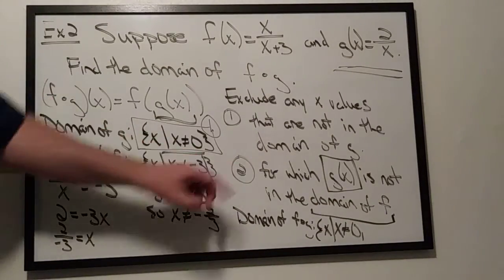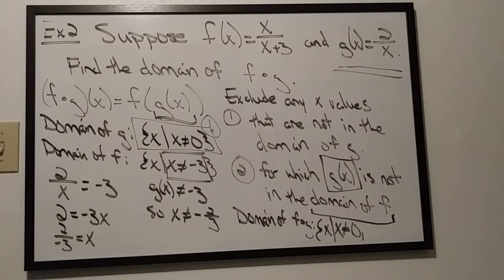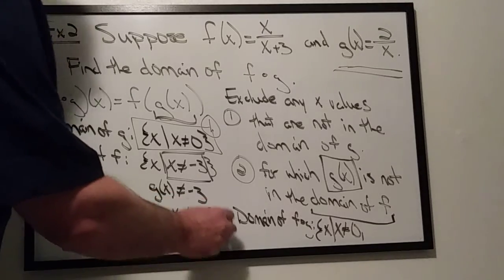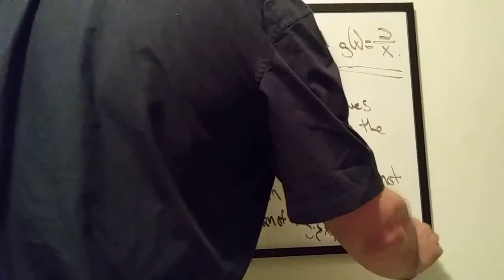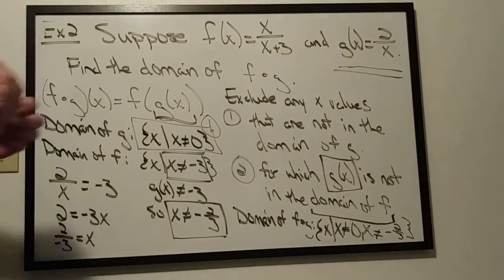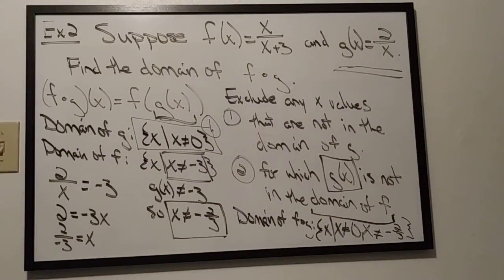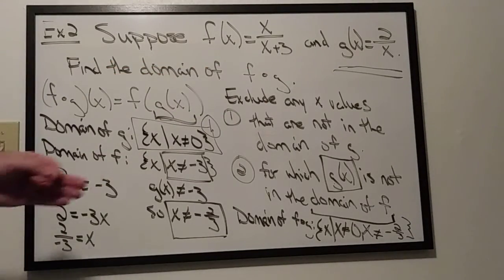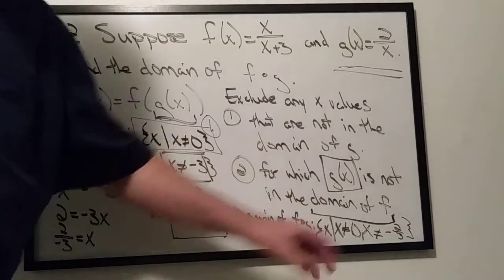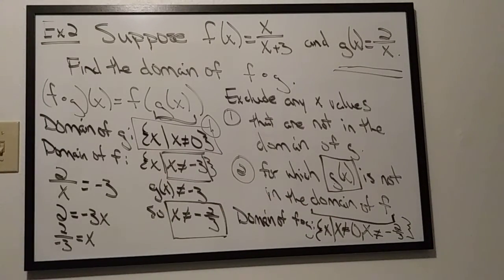But then step 2 says for which g of x is not in the domain of f. So the next piece that we need to exclude then is this x value of negative 2/3. So we'll come over here and say x can't be negative 2/3 either. So those are the two x values that this particular composition can't play with. F composed with g, when we think about the domain of it, we can't plug in an x value of 0, and we can't plug in an x value of negative 2/3.